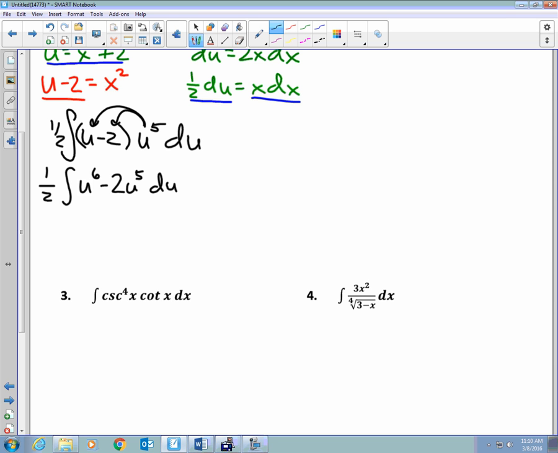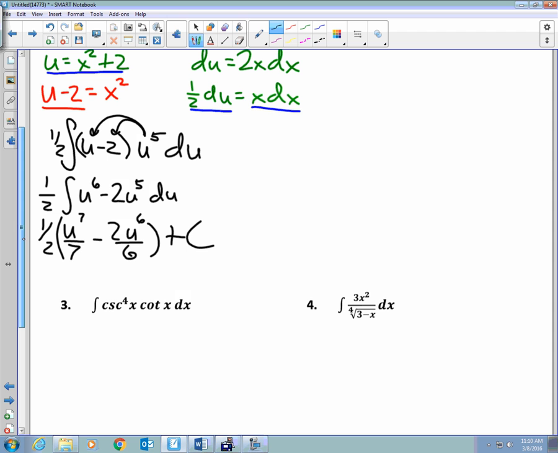So it'll be u to the 7th over 7 all multiplied by 1/2 minus 2u to the 6th over 6 plus a constant. Now as I distribute my 1/2, I'll simplify my fractions. I get u to the 7th, and u is x squared plus 2.